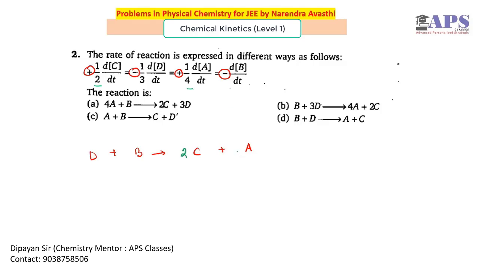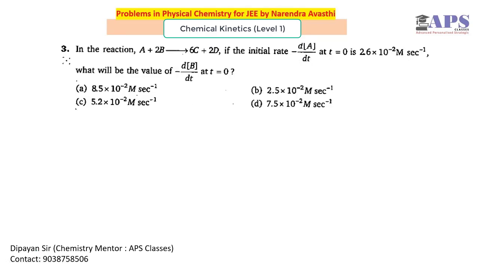A is divided by 4, so that it will be 4A. D is divided by 3, so it will be 3D, and obviously B is divided by 1, so there should be 1. So 3D plus B, forward arrow, 2C plus 4A will be the product. Okay, so the correct option will be option B.